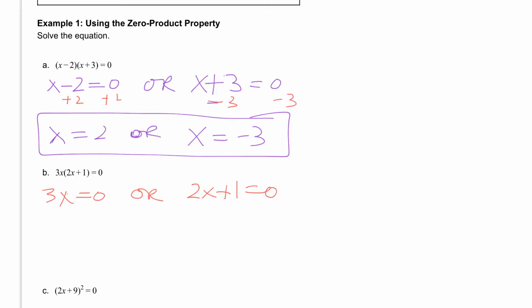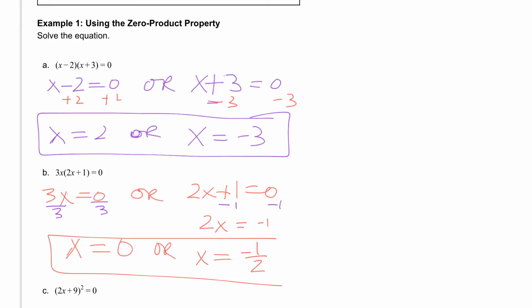So in letter B, all we have to do is divide both sides by 3, and we get x is equal to 0. And then over here, with the 2x plus 1, first thing we would do is subtract 1 from both sides, and we get 2x equal to negative 1. And then we divide by 2. So we would get x is equal to negative 1/2. So the two answers we get are x is 0 or x is negative 1/2.